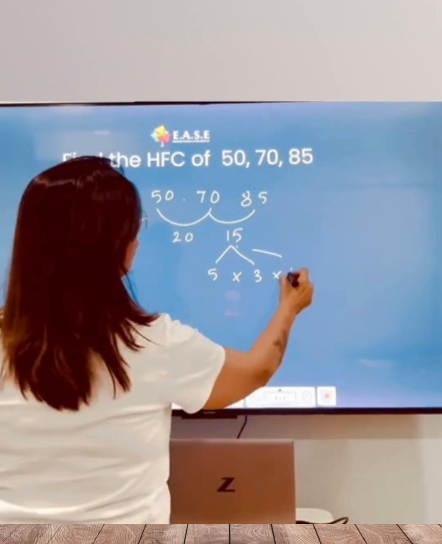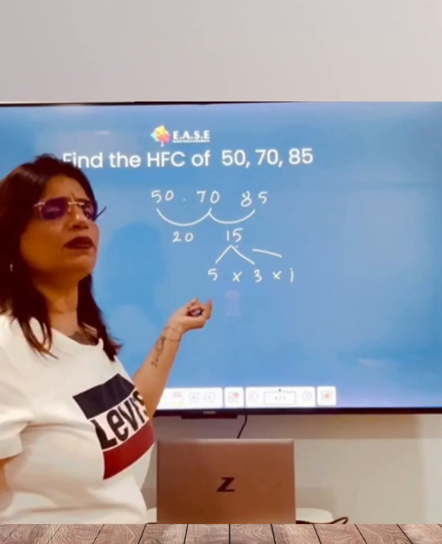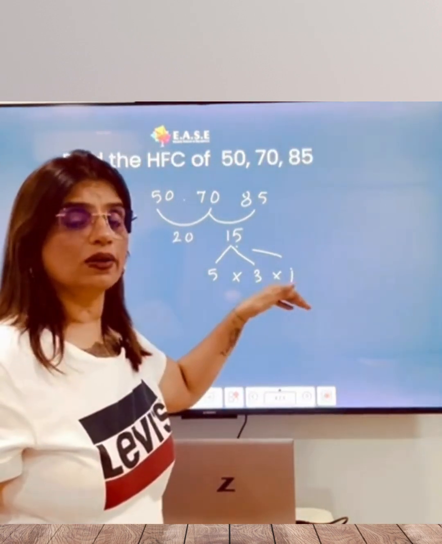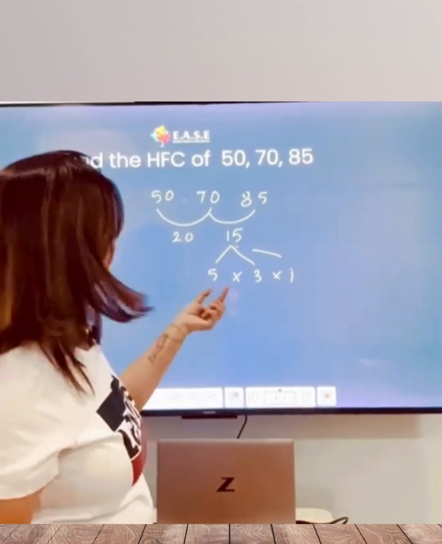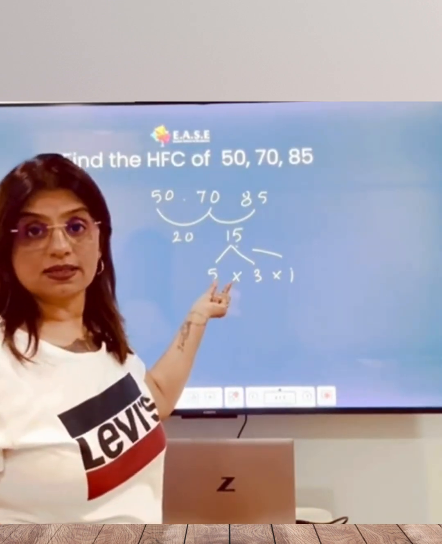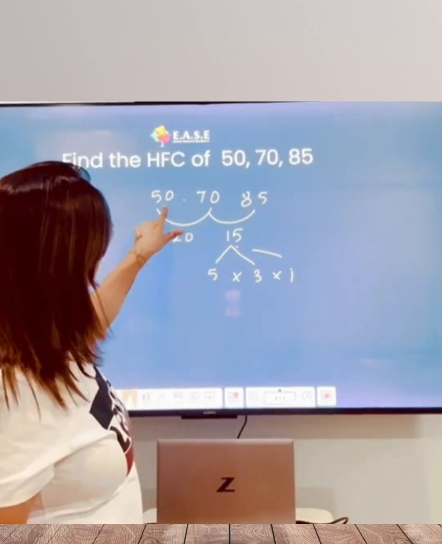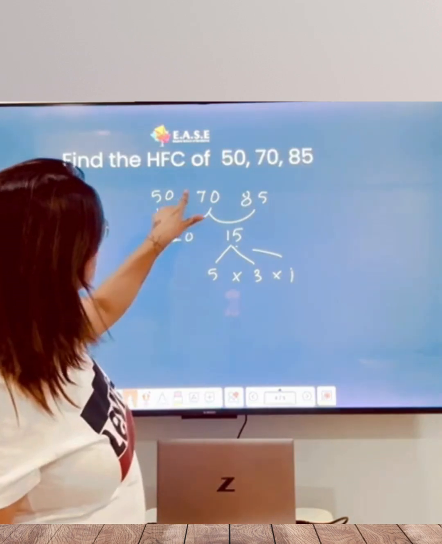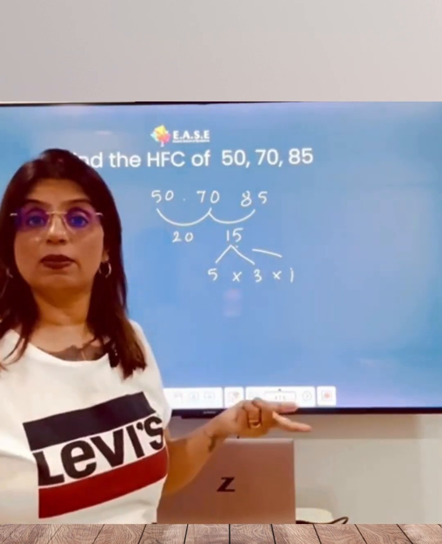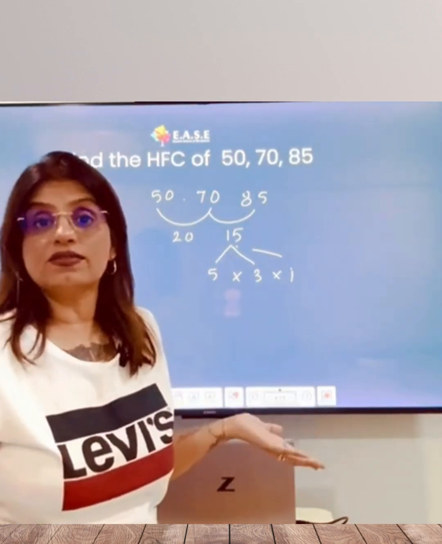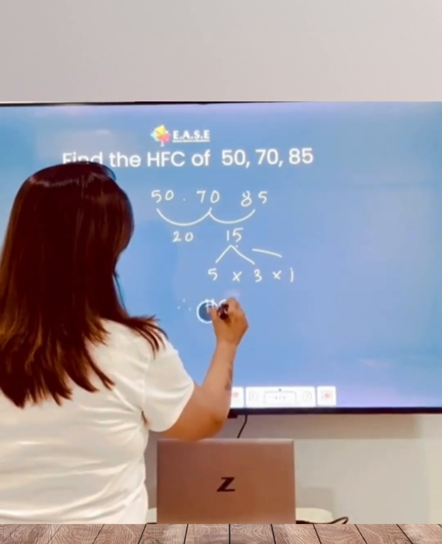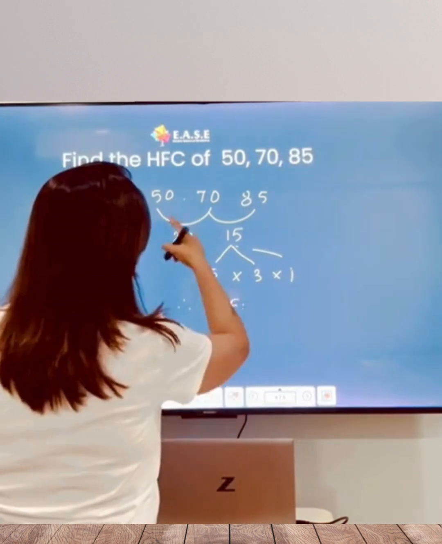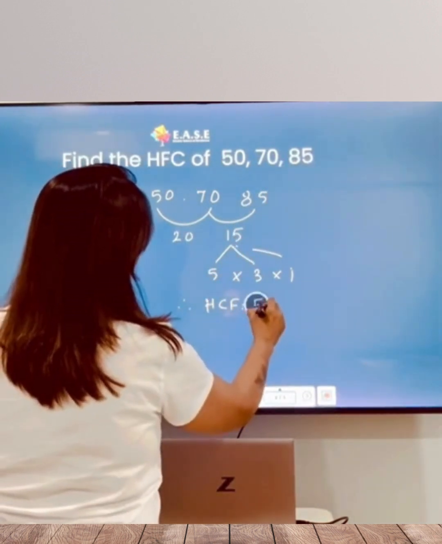Correct? These are the factors of 15. Now always keep the factors in descending order. It will help you to calculate the numbers properly. Now pick up the largest among them, 5. Just check if 50, 70 and 85 are divisible by 5. Obviously, they are divisible by 5. So therefore, the HCF of the given 3 numbers is going to be 5.